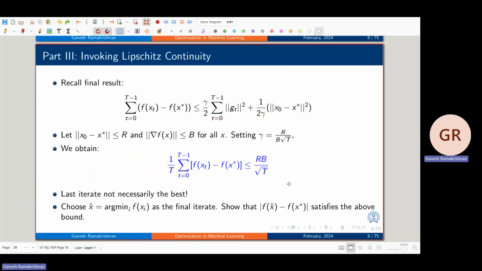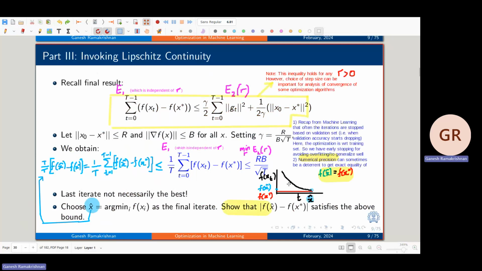Show that this satisfies the bound, right? So 1 upon T, all we are saying is the left hand side is good enough. The function value at the best iterate, averaged by T and summed over all the t's, is less than or equal to R B by square root T. Yeah, pretty much there. I've just depicted it here. Show that f of x hat satisfies the above.